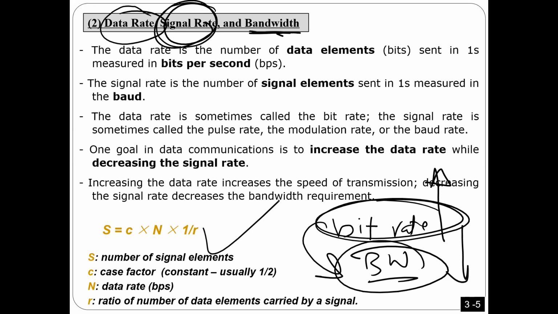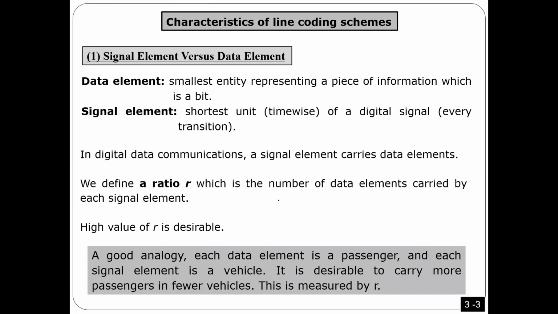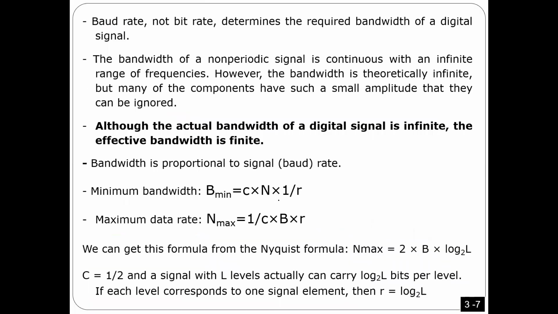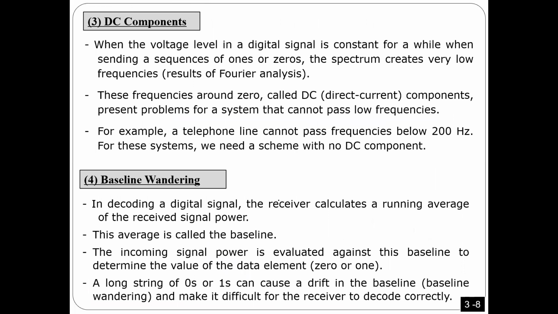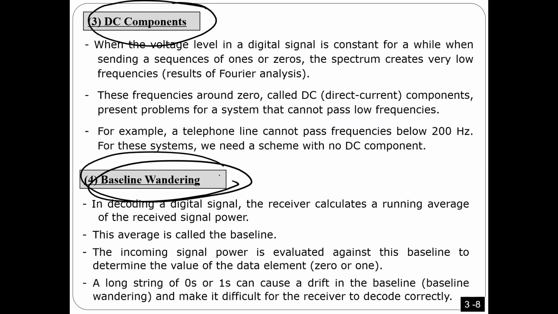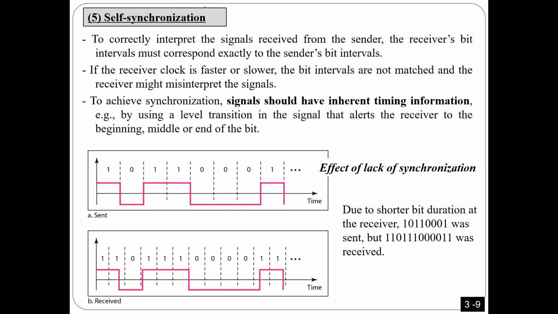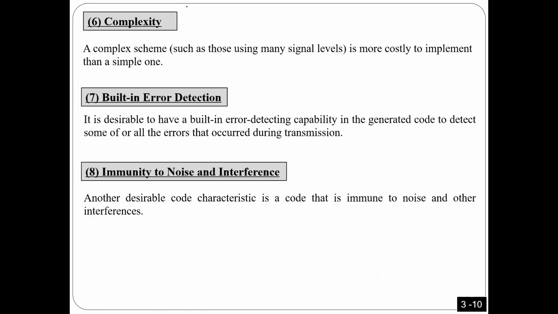So yes, we have different encoders, and every one of them is going to give me a different bit rate. The higher the bit rate, the better the encoder. I'm going to give you details later, but just the big picture now. As I'm going to explain, we have something we call DC component, baseline wandering, synchronization, complexity, built-in error detection, and immunity to noise.